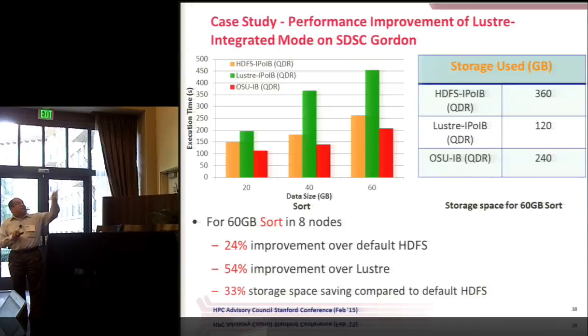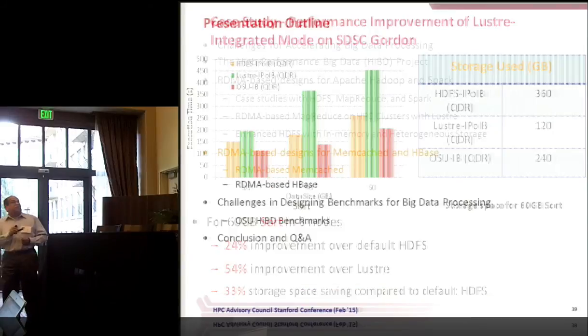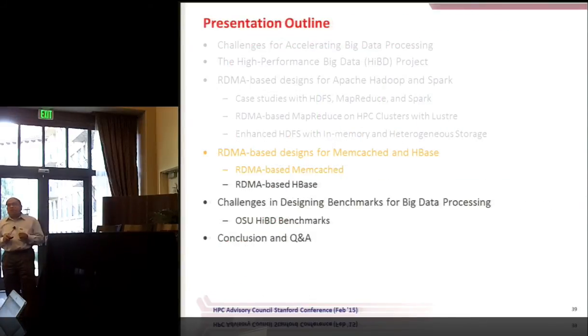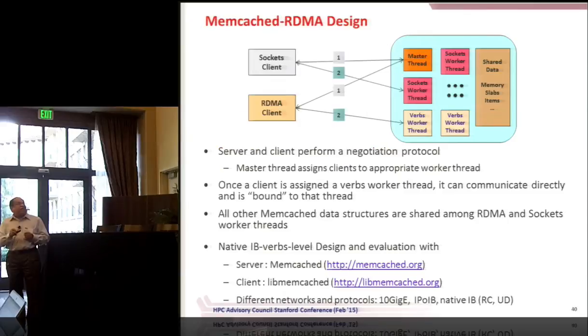And here it shows some initial numbers again on SDSC-Gordon. This is the default HDFS. Then this is Lustre. And this is the new design, which, compared to both of the approaches, tries to deliver the best. And of course, there are some different trade-offs on the storage space. Because with HDFS, you are making the default 3 replication. Lustre is only 1 replication. Here we use 2 replication, keeping something in memory and something on the storage to get the best performance, with a trade-off on storage space.